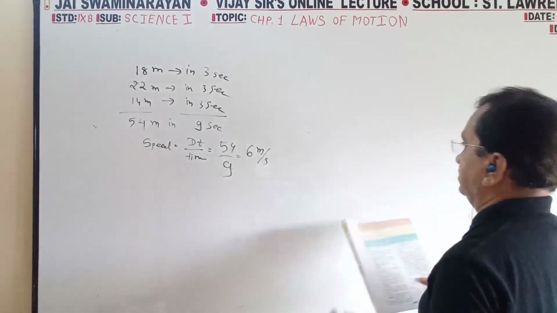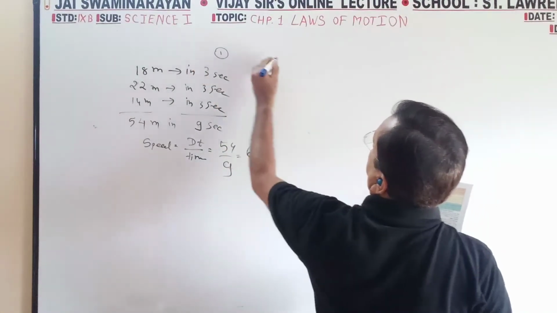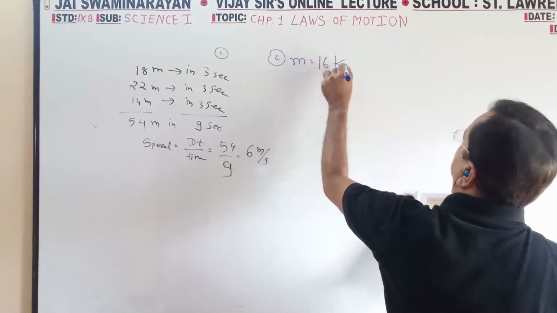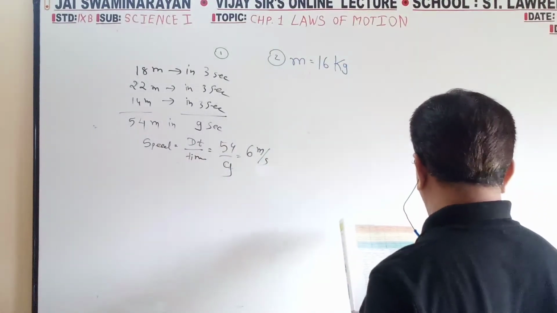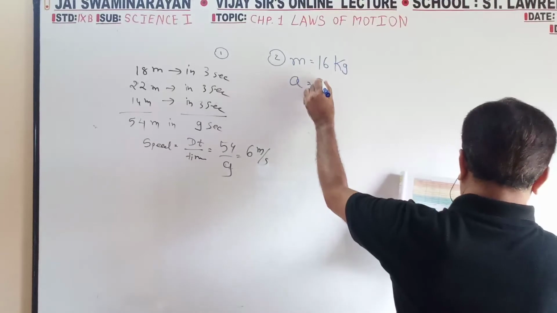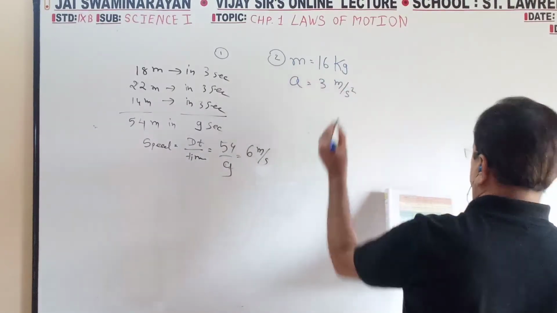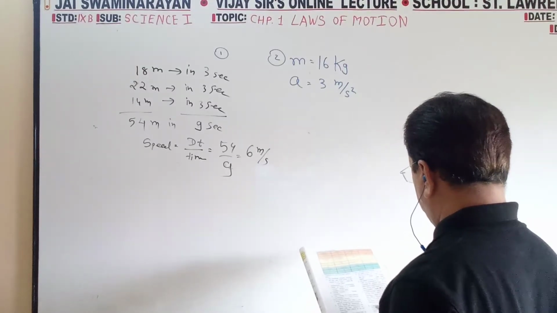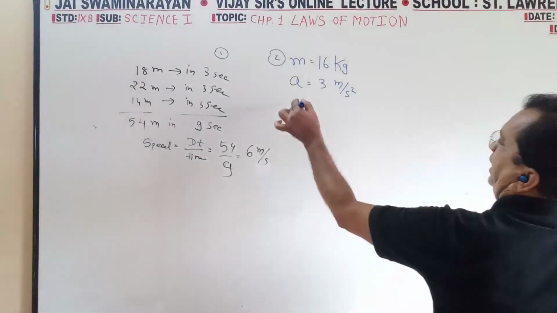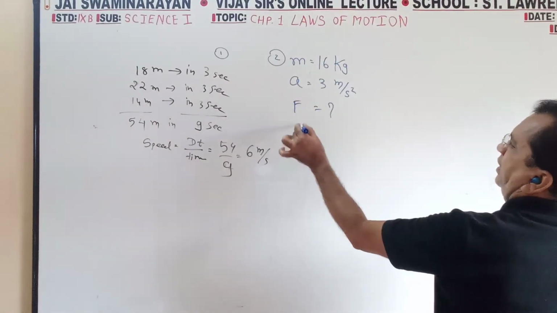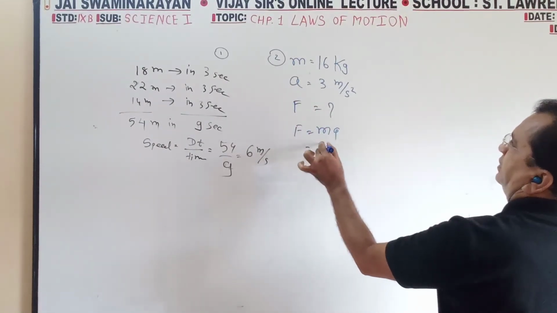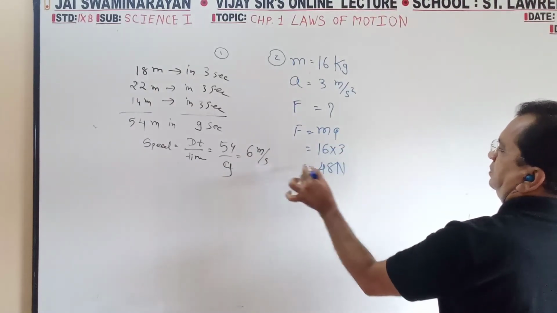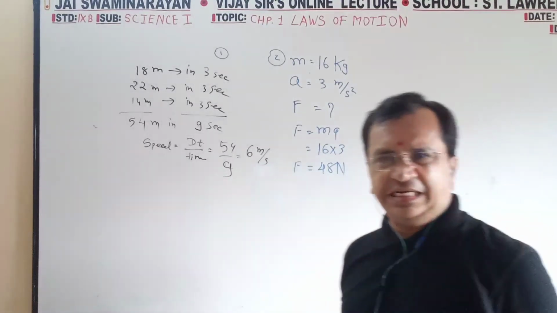Next, an object of mass 16 kg is moving with an acceleration of 3 meter per second square. Find F. F is equal to MA. It is 16 into 3. Force you have to measure in Newton.